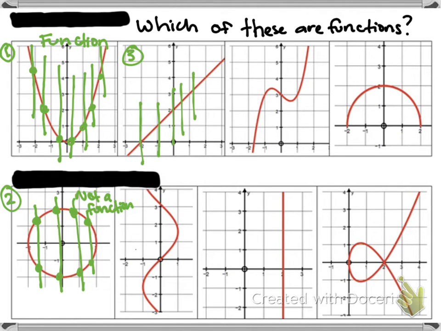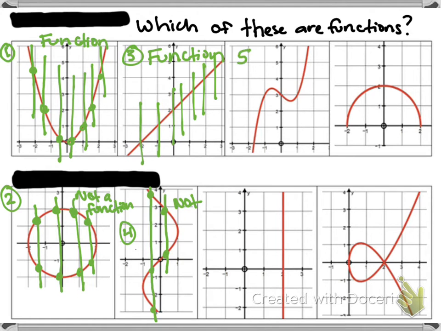No matter where I draw my vertical line, it only hits my graph one time. So this is a function. How about 4 here? Function, not a function. All right, if I draw a line here, it hits it twice, right? If I draw a line here, it hits it 3 times. So graph 4 is not a function.